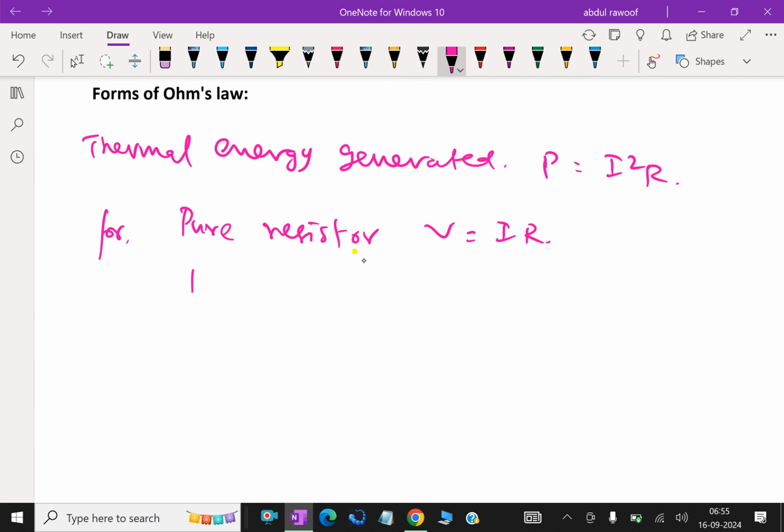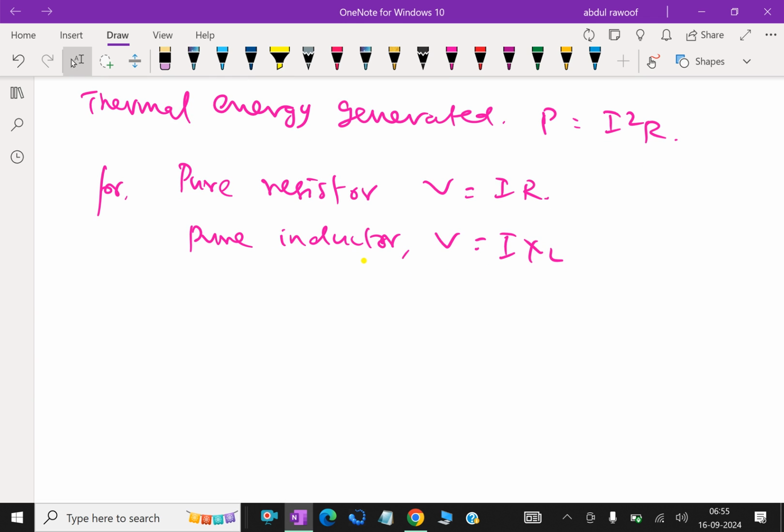Pure inductor, V equals I XL, where XL is the inductive resistance, and XL equals 2 pi f L, where L is the inductance.